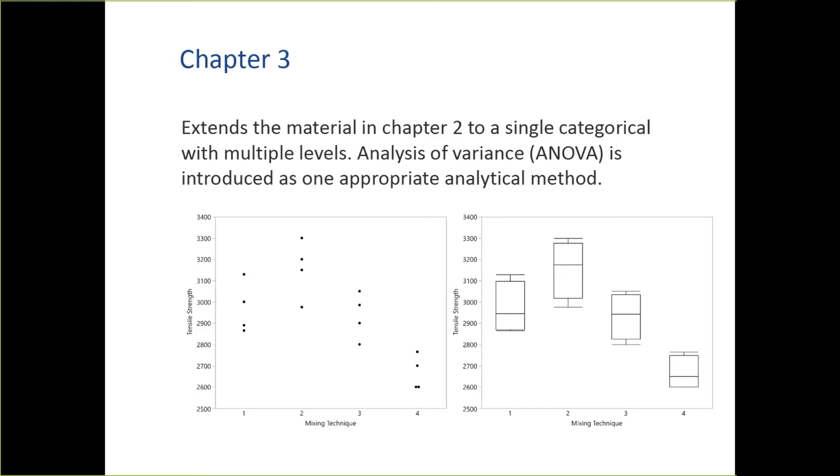And the graph that you see here is from an experiment in the book. We have a single categorical variable here, which is a mixing technique for a particular application. And we're using dot diagrams and box plots as a way to present the data graphically before you dive into any sort of analytical method.